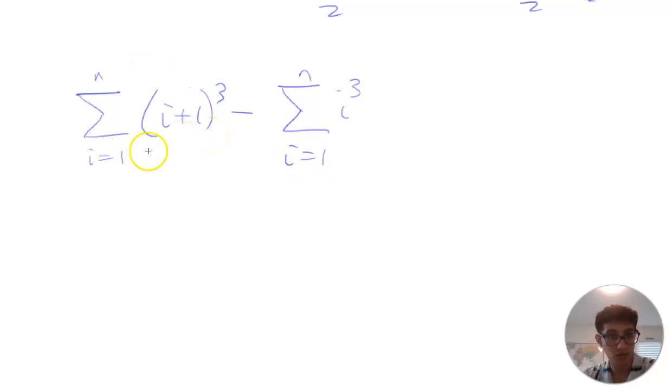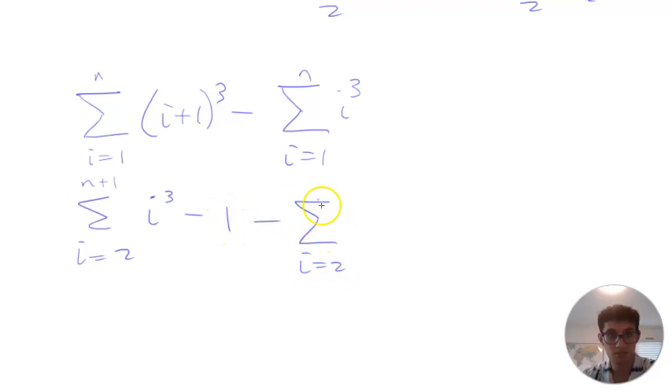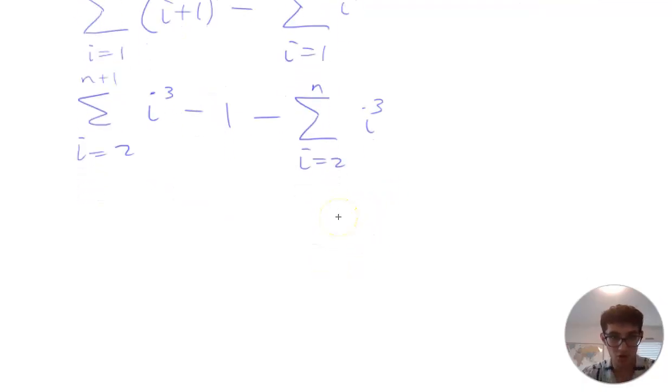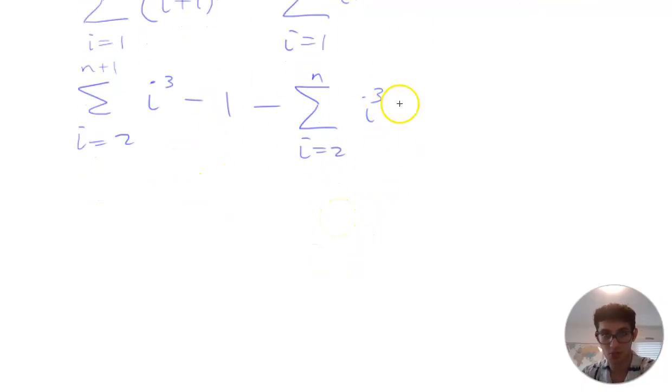We're going to first make this like i equals 2 until n plus 1 of i cubed minus 1 minus this. And this is i cubed. And I'm not going to finish it off all the way, but just scroll up, pause the video, and see what parts you might need for your own proof. But I want you to finish this off just so you can get the practice yourself.